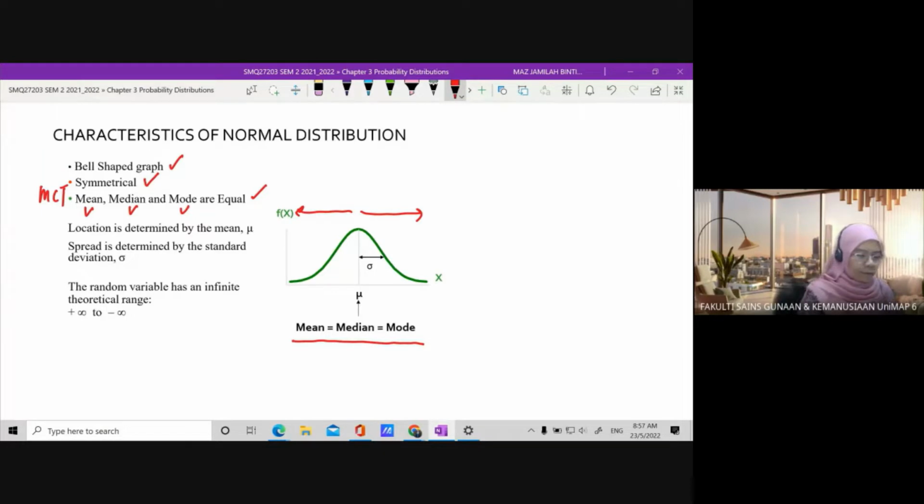Okay, so this is what it meant by the second characteristic. The measurement of the center value will always be equal to the median and mode, but for the normal distribution, we are going to refer to the central value as the mean. The location is determined by the mu, the mean. The location means that if, let's say, the mean of x is equal to 75, then you are talking about the mean of this distribution, the center value is 75.